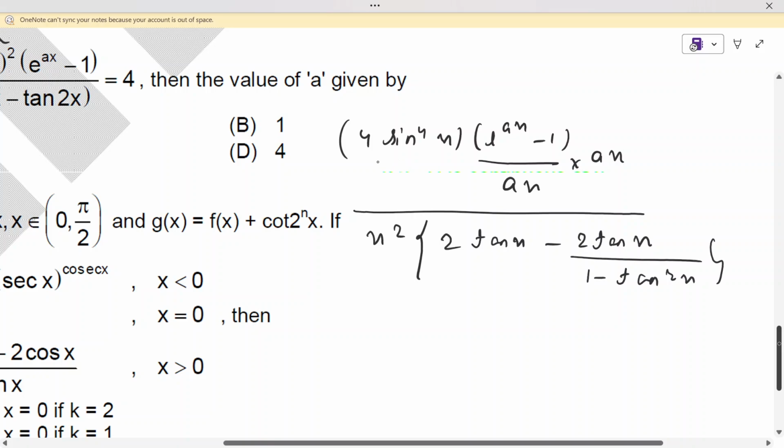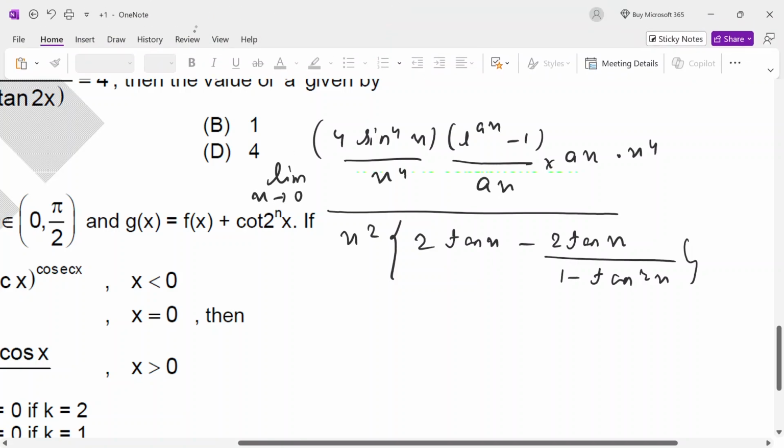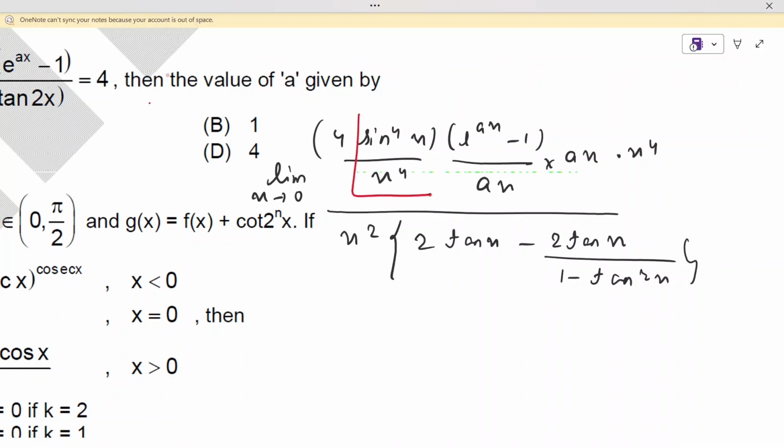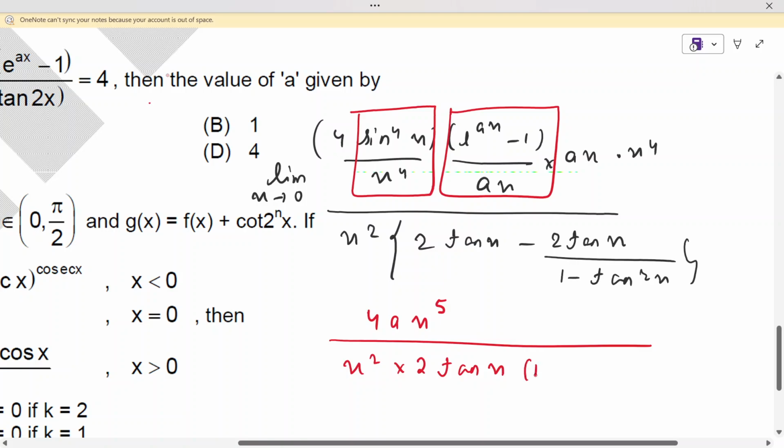So of course I need x to the power 4 and x to the power 4, right? Now I need limit x tends to 0. What will happen is this will go to 1 and this will also go to 1. Now I have 4 ax to the power 5 divided by x square into 2 tan x into 1 minus tan square x minus 1 into 1 minus tan square x. Clear? Into limit x tends to 0.